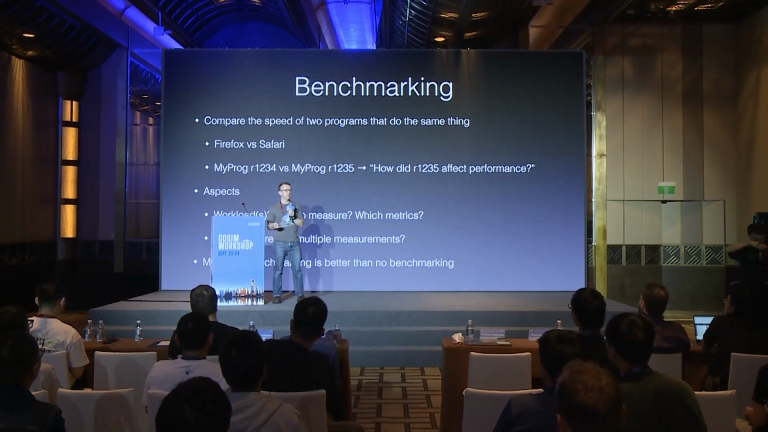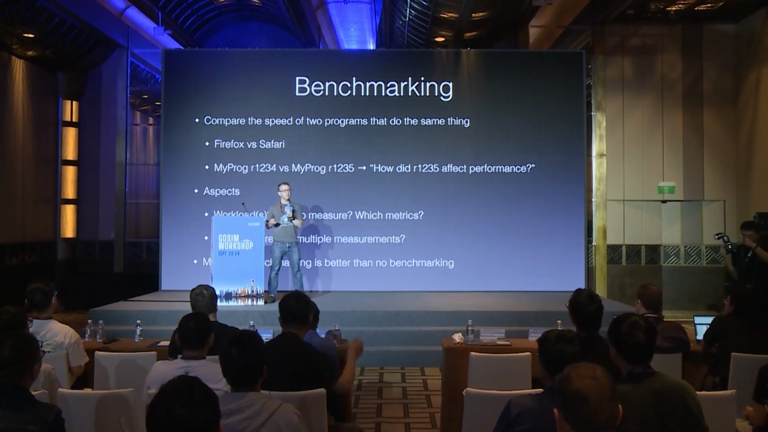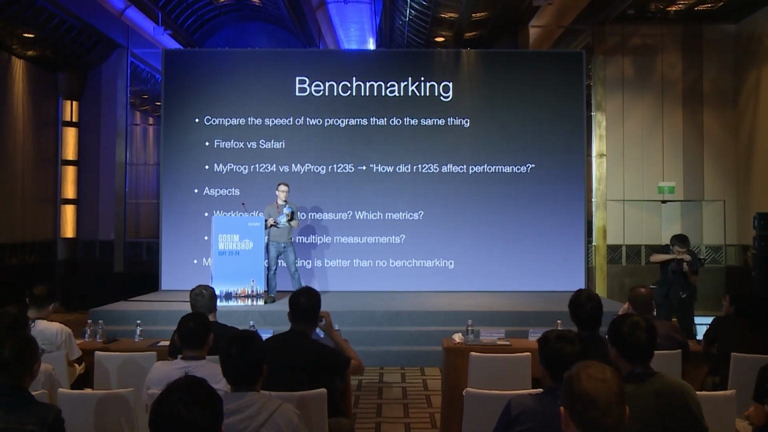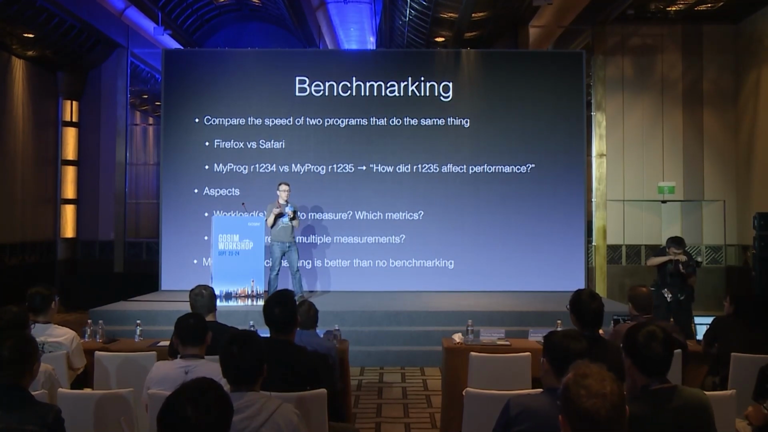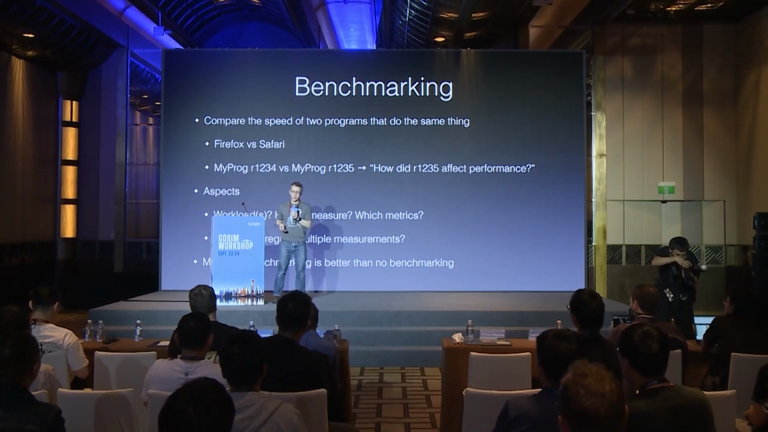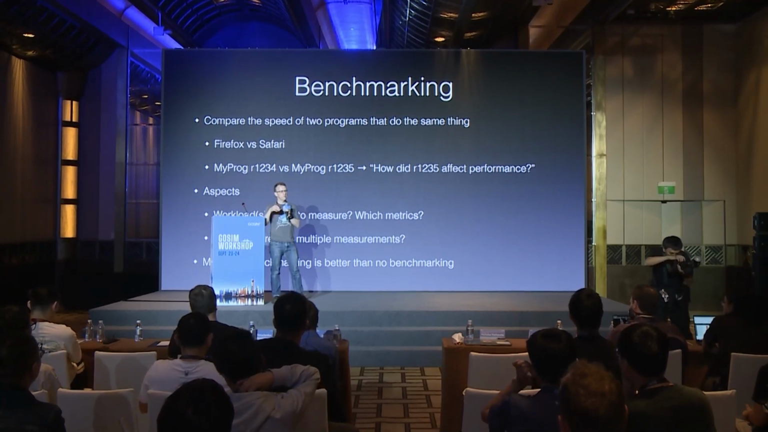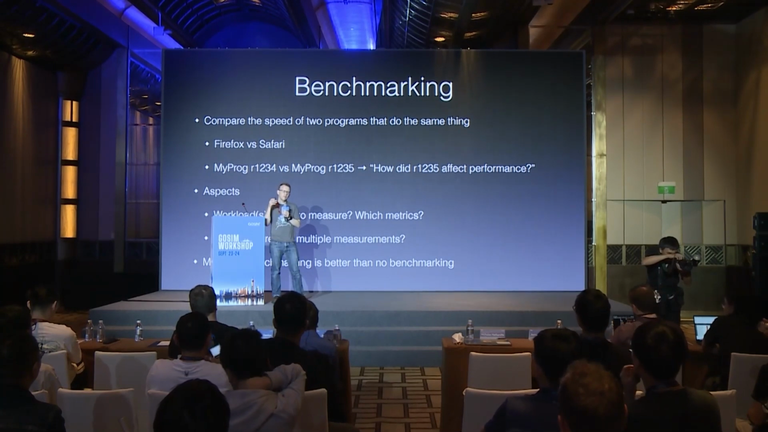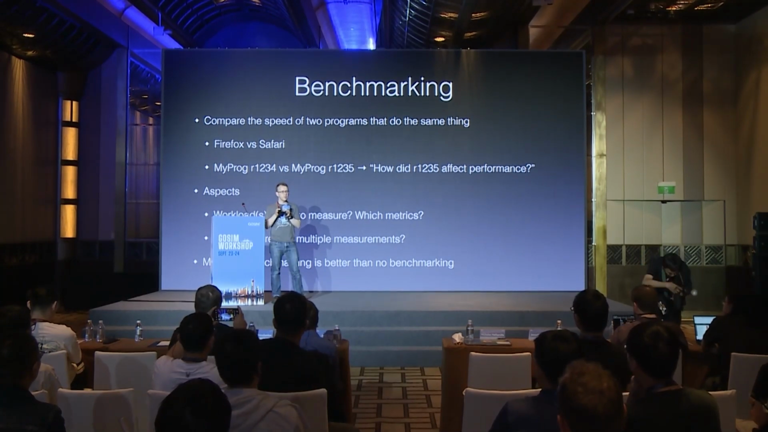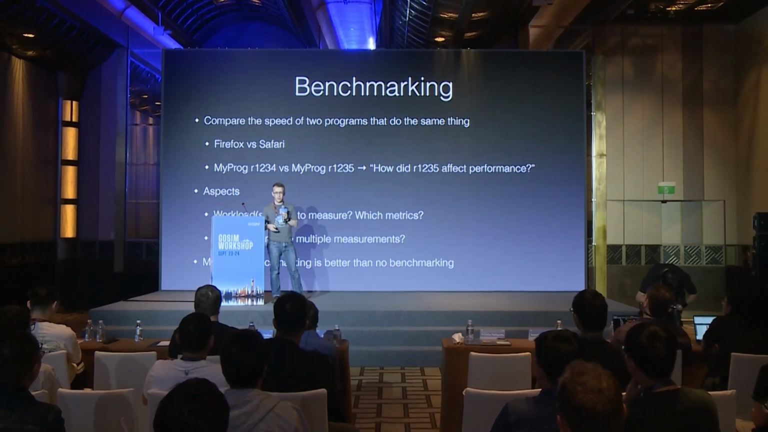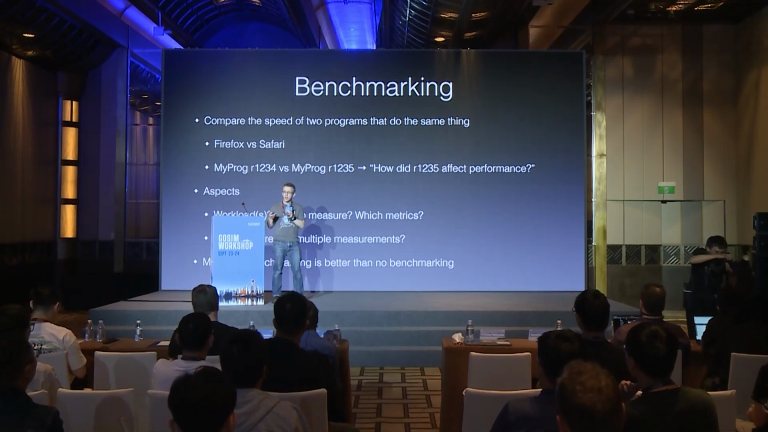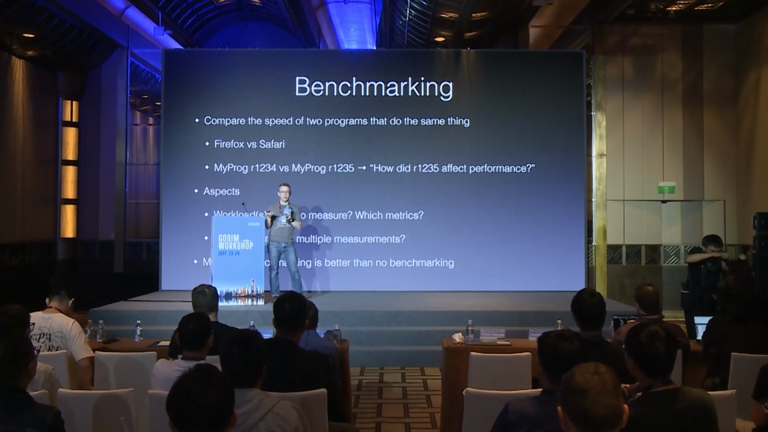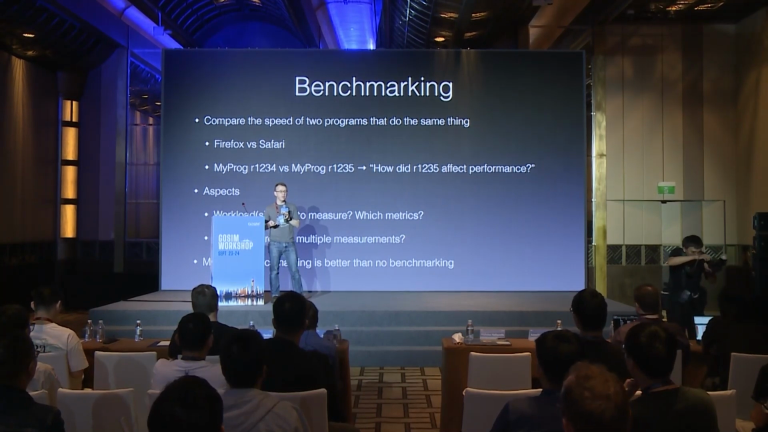And so the first topic that the book covers is that of benchmarking. And the idea basically with benchmarking is to compare the speed of two programs that do the same thing. So you might do this with something like, say, compare the speed of Firefox and the speed of Safari doing some web browser task. And that's where you have two very different programs doing the same thing. But for what I'm talking about, it's more interesting to compare two very slightly different versions of the same program. So you might have revision 1, 2, 3, 4 of your program, and then revision 1, 2, 3, 5, and then you want to compare them, and that can answer the question, how did revision 1, 2, 3, 5 affect performance?